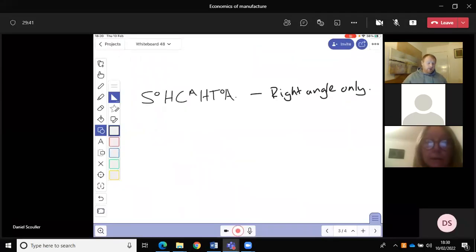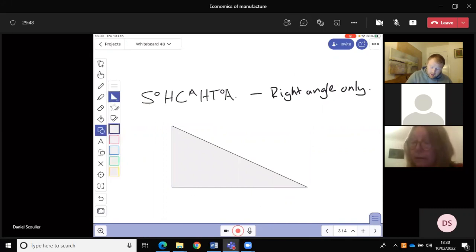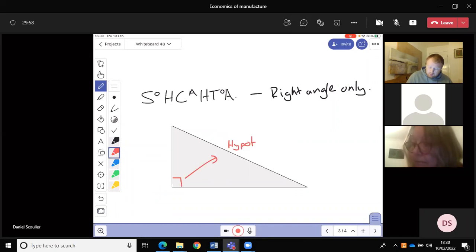Hopefully quite comfortable with it. So, naming sides on a triangle. The hypotenuse is always the hypotenuse. The hypotenuse is always opposite the 90 degrees. The hypotenuse is always the longest side on a right angle triangle. Can't get away with it, just deal with it.